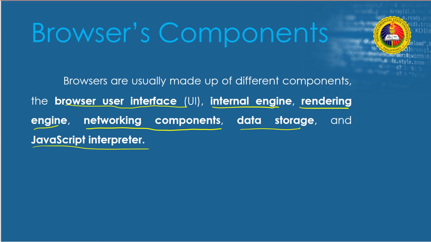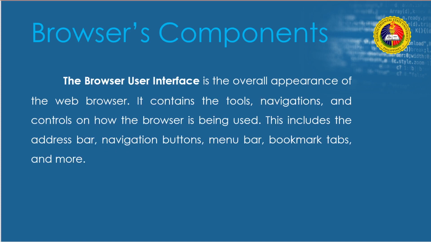Let's start with the browser user interface. It's called UI, user interface, or UX, user experience. The browser user interface is the overall appearance of the web browser. It contains the tools, navigations, and controls on how the browser is being used. This includes the address bar, navigation buttons, menu bar, bookmark tabs, and more.